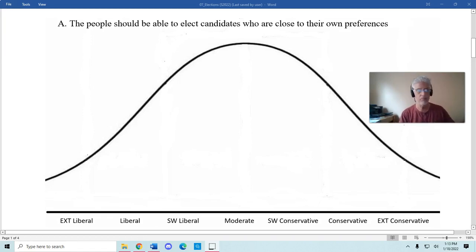So if you're a liberal, you should be able to vote for a candidate who's a liberal. If you're a conservative, you should be able to vote for a candidate who's a conservative. And if you're a moderate, you should be able to vote for a candidate who's moderate. There should be a variety of choices, and at least some of the choices should match your own views. Well, the graph that you're looking at right now is a distribution of voters who vote in the general election. We refer to this as a normal distribution.